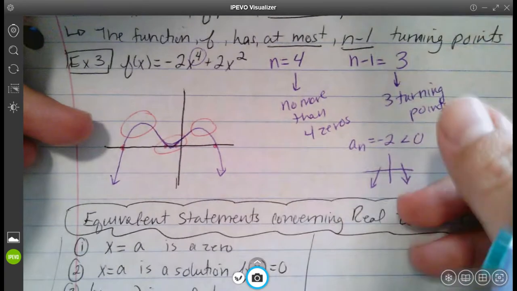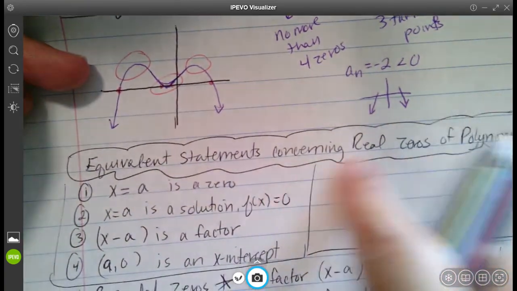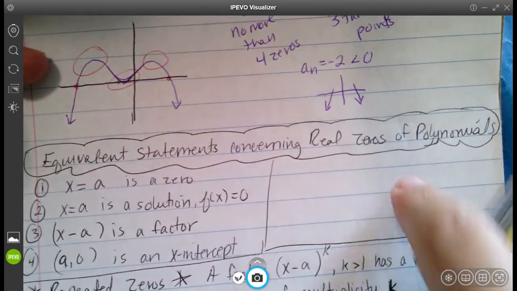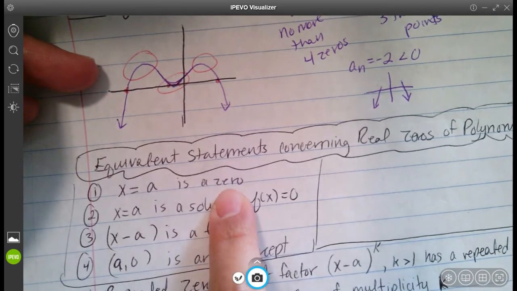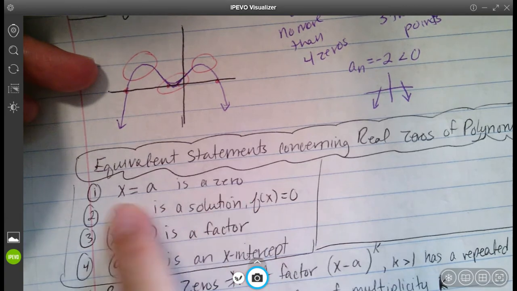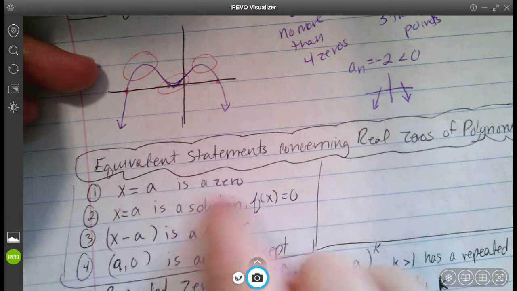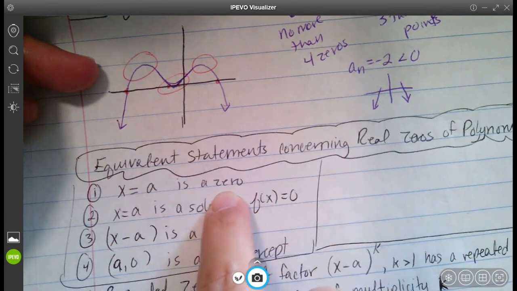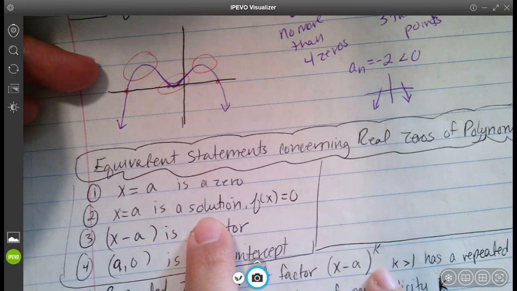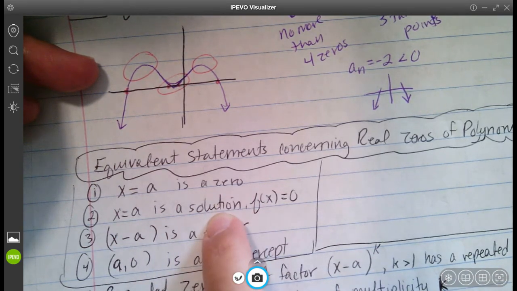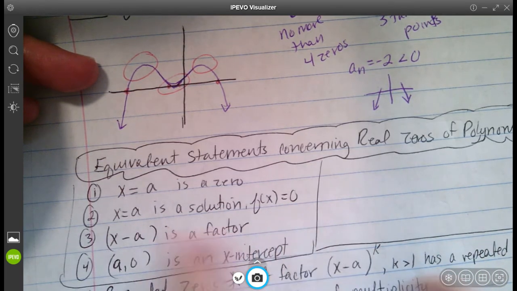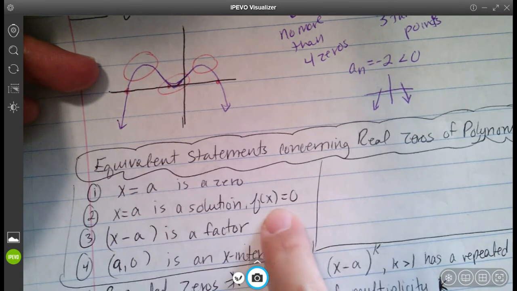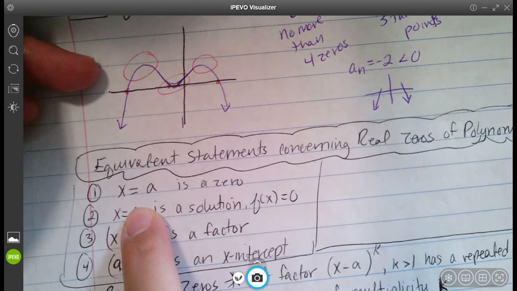So let's look at some equivalent statements concerning these real zeros of polynomials. A couple things here. x equals a is a 0. So if you have something in this format when you're solving, that would be one of your zeros. x equals a is a solution. So these two are the same thing. A solution and a 0 are the same thing. Sometimes we write this as f of x equals 0 at this point. So anywhere that this is true, these are true.